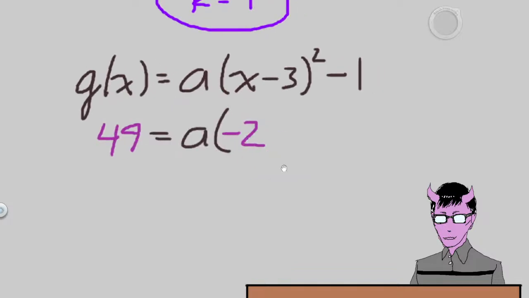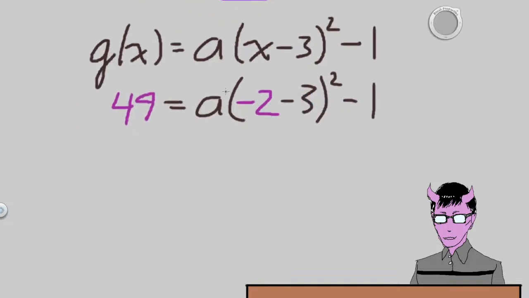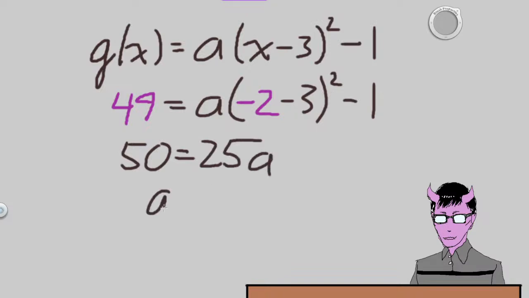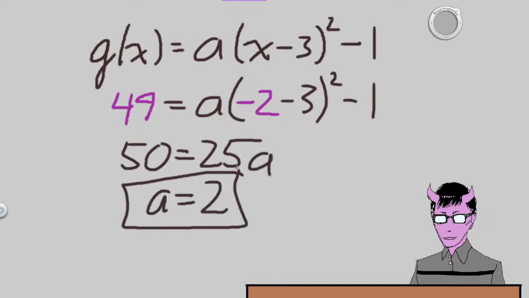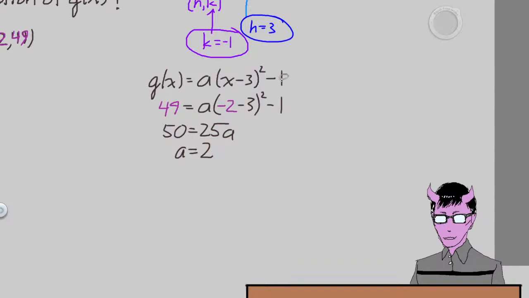So after we perform the substitution, considering the point at -2, 49, we should just plug it in. That will leave us with just one unknown, which means we just have to crunch the numbers. So 49 plus 1, and -2 minus 3 is -5. -5 squared is +25. And thus we get a very clean a is equal to 2. So that's cool. I think we have enough information, and we can put it all together.